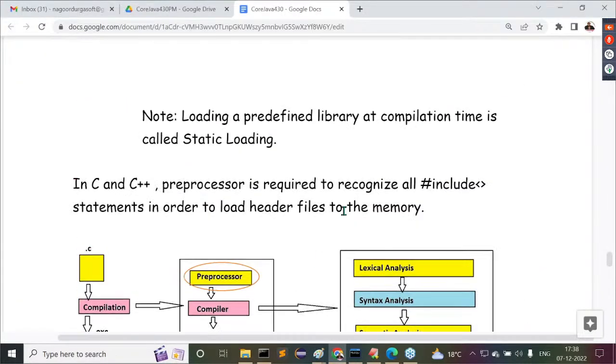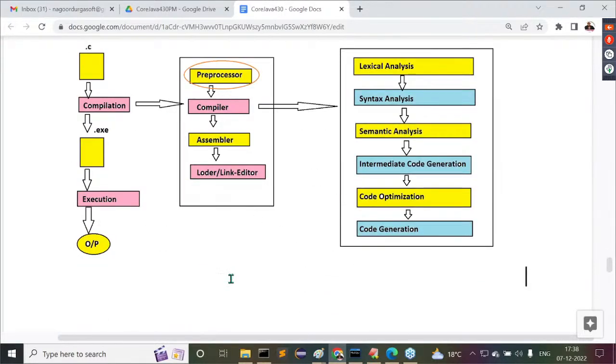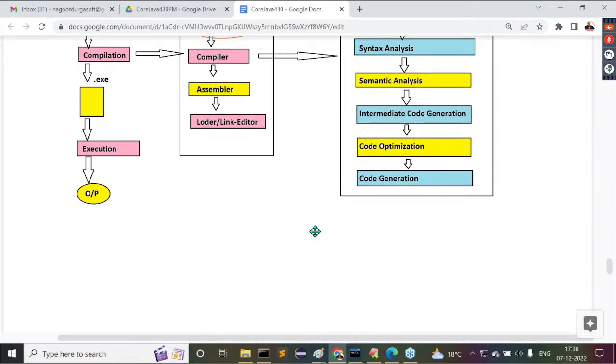Let's see this diagram here. I've included this diagram for the sake of you. That's okay, fine. This is completed, guys. After completion of this, what next I'm telling is related to Java. Preprocessor is not required in Java. Why is the preprocessor not required in Java? That point is also here.